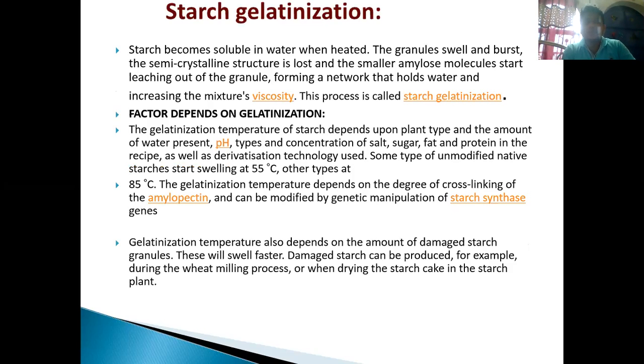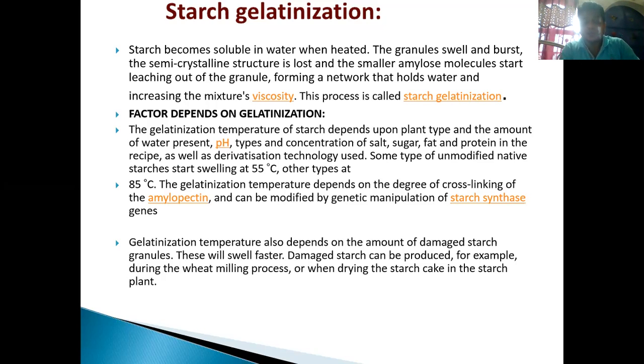Now, the starch gelatinization process. Starch becomes soluble in water when heated. The starch granules swell and burst. The semicrystalline structure is lost and the smaller amylose molecules start leaching out of the granule, forming a network with the surrounding water and increasing the mixture's viscosity. This process is called the starch gelatinization process.